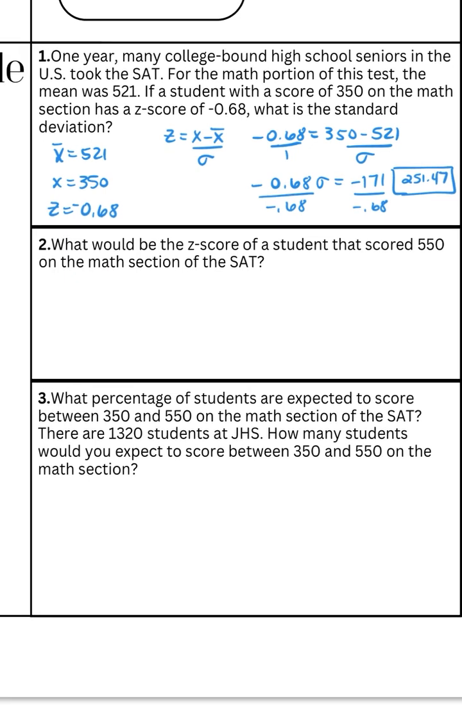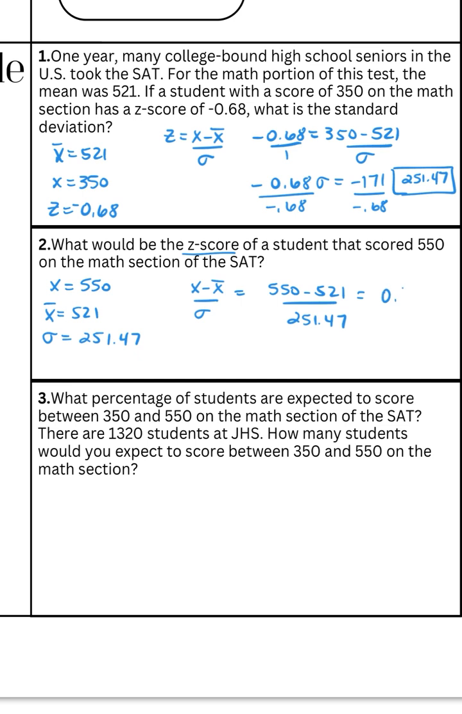What would be the z-score of a student that scored 550? So the score was 550 on the math section of the SAT. We know that the mean was 521, and we're going to go with the standard deviation of 251.47, and now we're looking for the z-score. So we're going to do x minus x bar divided by the standard deviation. That should give us 550 minus 521 over 251.47, and that would put their z-score equal to 0.11. We'll go three places, 0.115.